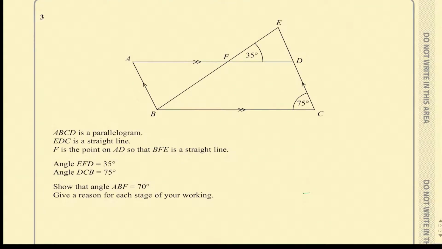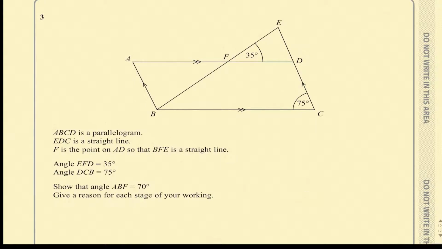Right, question 3. Make sure you read the questions carefully before you attempt the question. Parallelogram ABCD is given. EDC is a straight line. F is the midpoint on AD, so that BFE is a straight line. Also given is angle EFD, which is 35 degrees. Angle DCB is 75 degrees. We need to show that ABF equals 70 degrees. And we need to give reasons for our working.